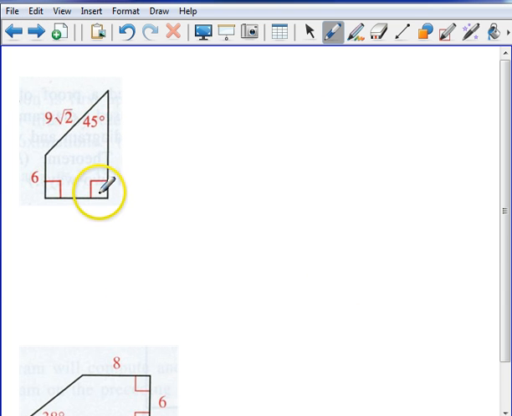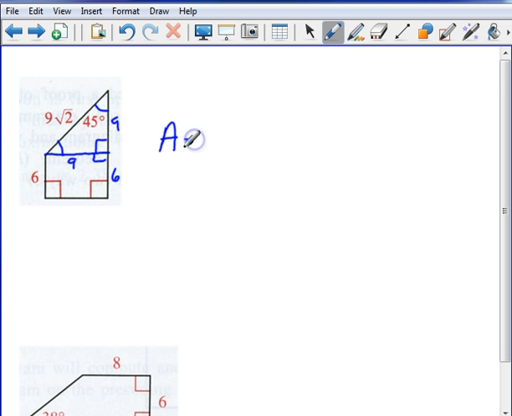Okay, so this is a trapezoid here. It's not an isosceles trapezoid, but it's still a trapezoid. If I draw straight across right there, I create a 45, 45, 90 triangle where the hypotenuse is 9√2. That means that this is 9. I take the hypotenuse and divide it by √2. That's 9, and that's 6. So now we know enough to get our area.